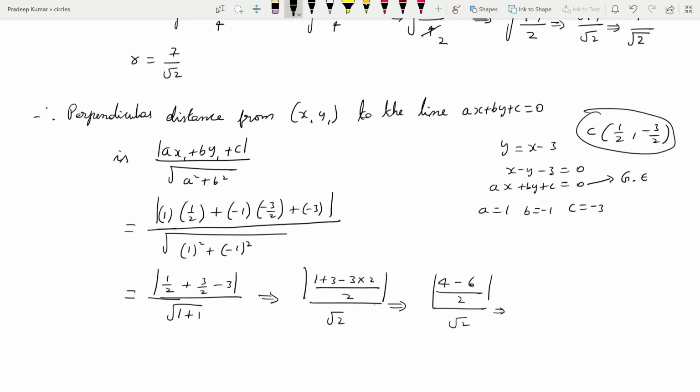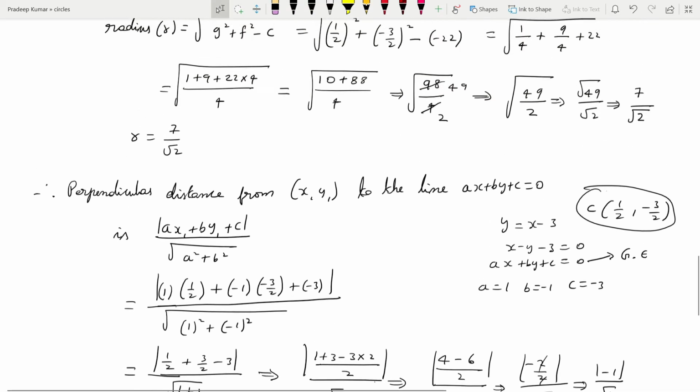So 4 minus 6 is nothing but 2 minus 2 by 2 whole by root. So 2 ones get cancelled, so we are just left with minus 1 by mod minus 1 mod by root 2. As there is a mod, we could just write the value as 1 by root 2. So this is a perpendicular distance.